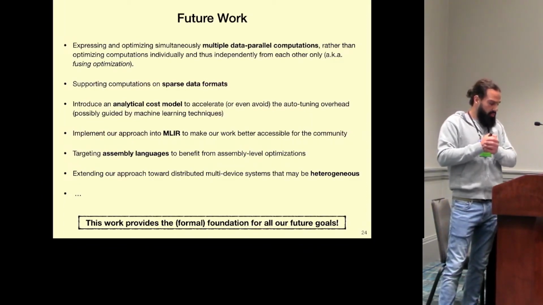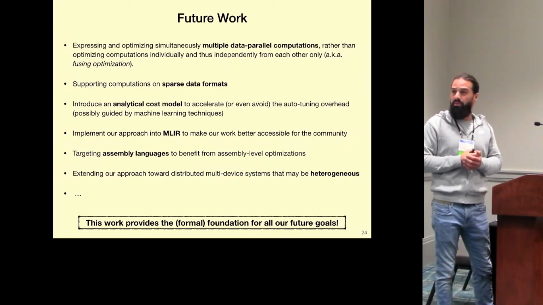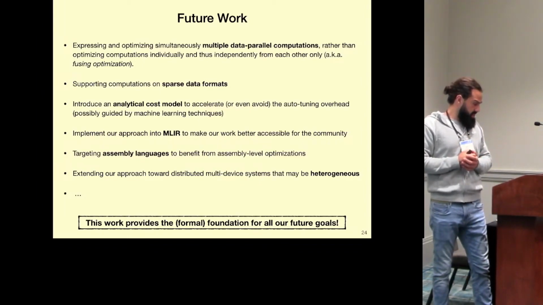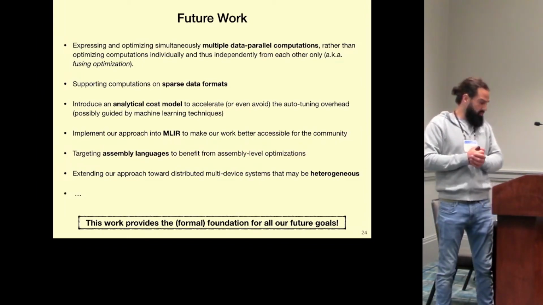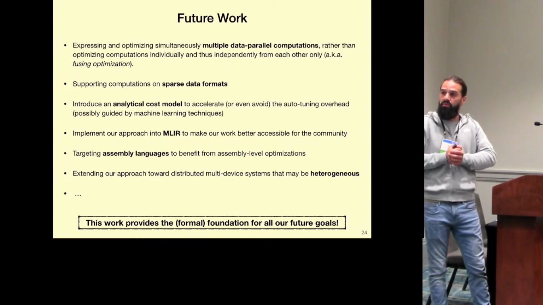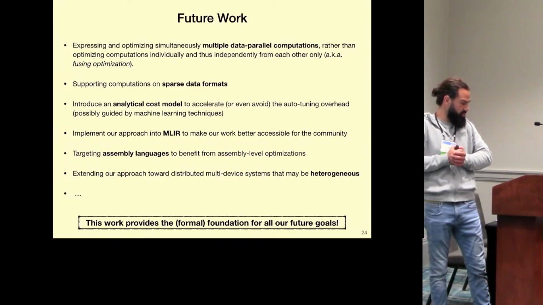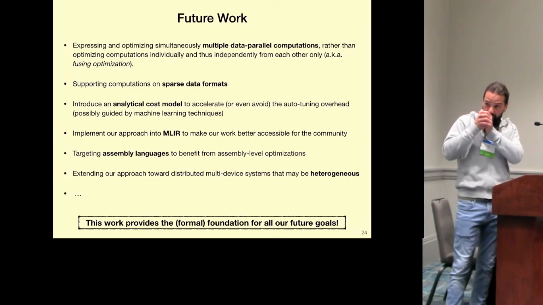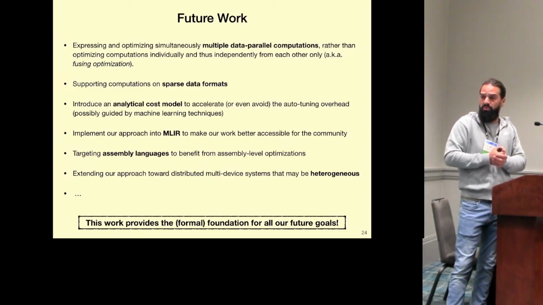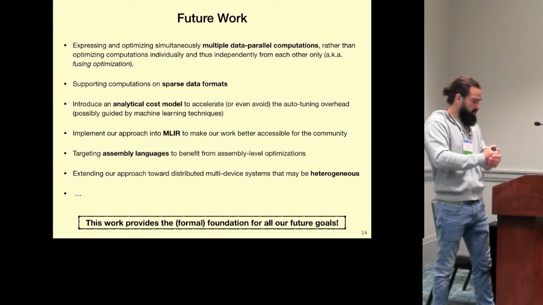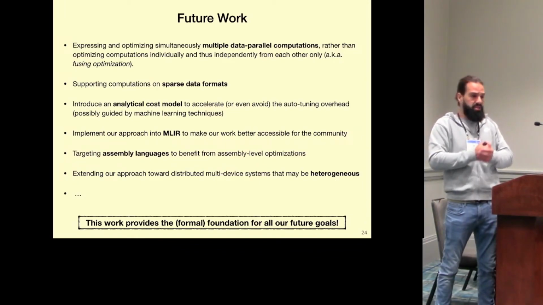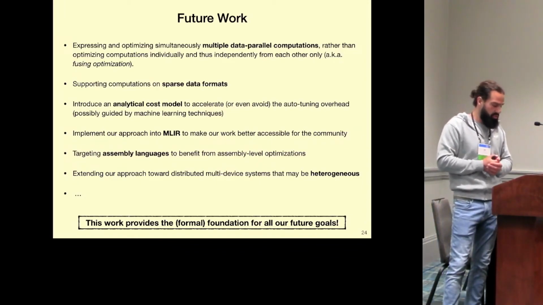Then we aim to support computations on sparse data formats. There we also have some early work-in-progress results, which also look encouraging. Next, since we have a full formal foundation, it would make sense to introduce an analytical cost model to accelerate or even avoid entirely the auto-tuning overhead that we currently have in our approach. We are also working with two master students on integrating our approach into MLIR to make our work more accessible for the community. Then we also want to target assembly-level languages, because then we can benefit from assembly-level optimization, similarly as QBLAS, QDNN, and these kinds of approaches.